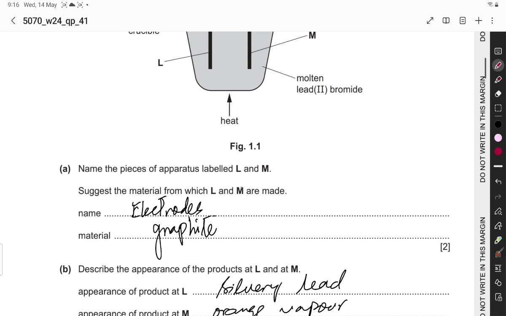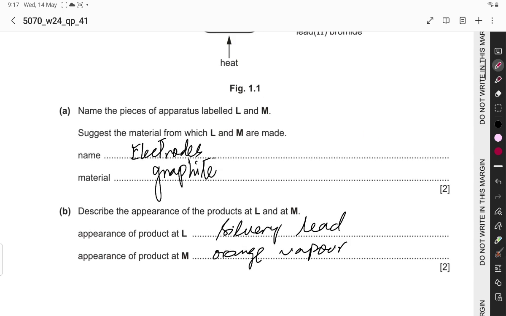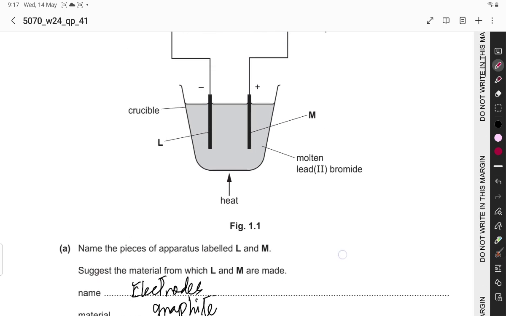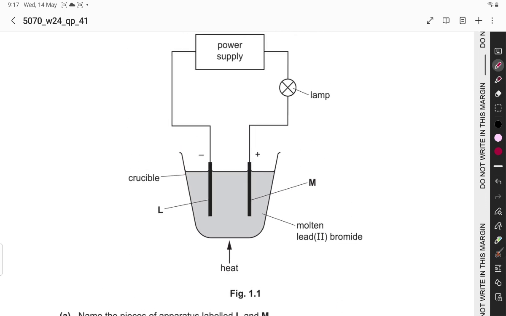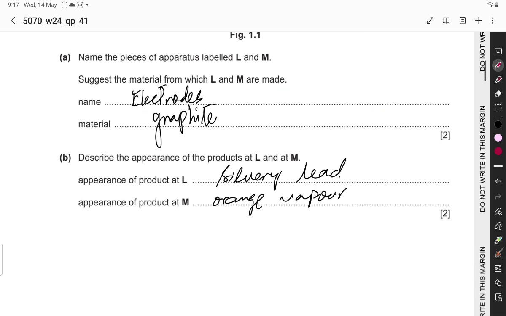Name the pieces of apparatus labeled L and M. Suggest the material from which L and M are made. Name: electrodes. The material is graphite. Graphite is an inert electrode, so that's why the teacher uses graphite electrodes.